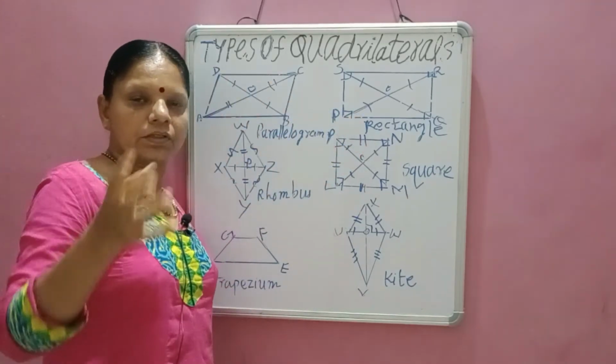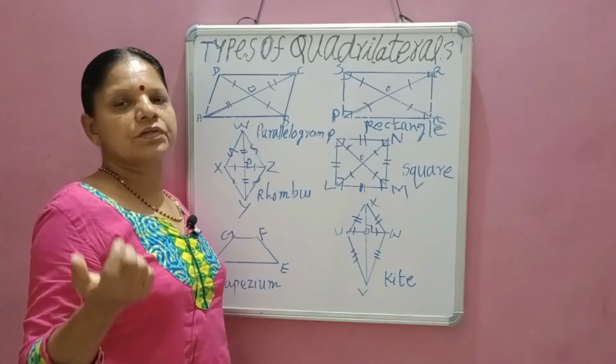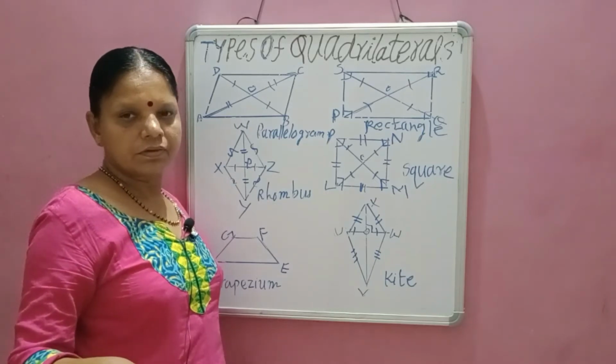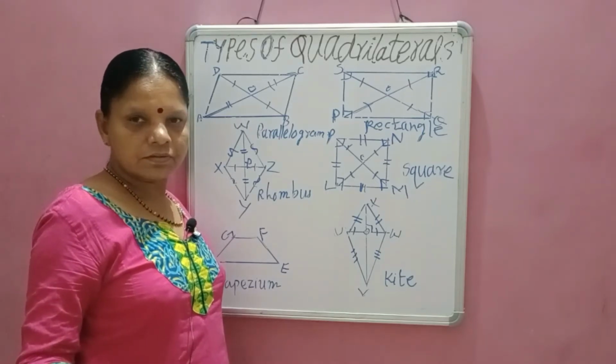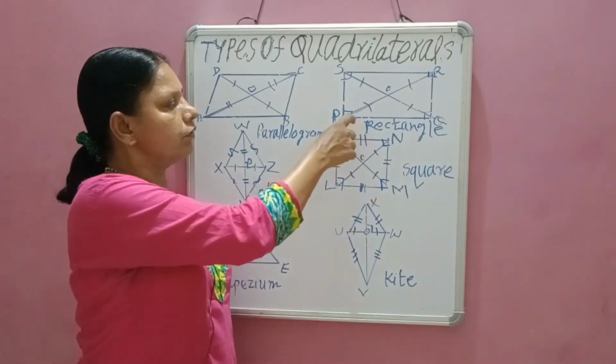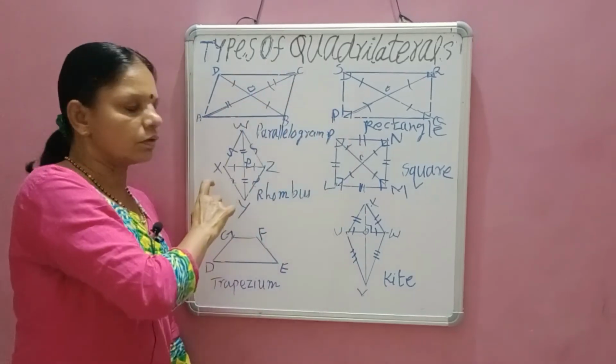So altogether, what are the properties? Opposite sides are congruent, opposite angles are congruent. I need not mention all the angles are 90 degrees. Diagonals bisect each other, diagonals are congruent. That is all about rectangle. Parallelogram, rectangle, then next rhombus.